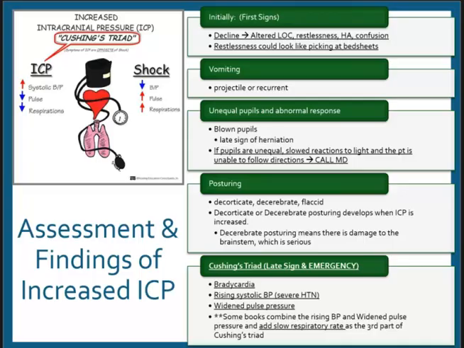So some books combine the rising blood pressure and widening pulse pressure and add slow respiratory rate as a third part of Cushing's triad. Just know systolic blood pressure jumps up, your diastolic starts to go down, your pulse is down, your respirations are down.